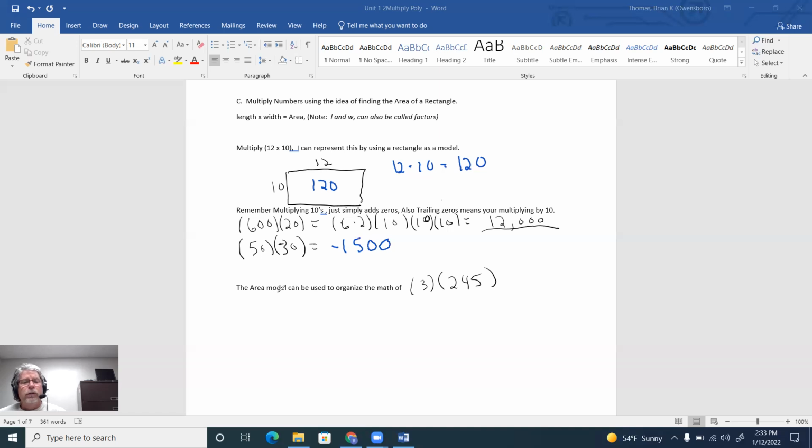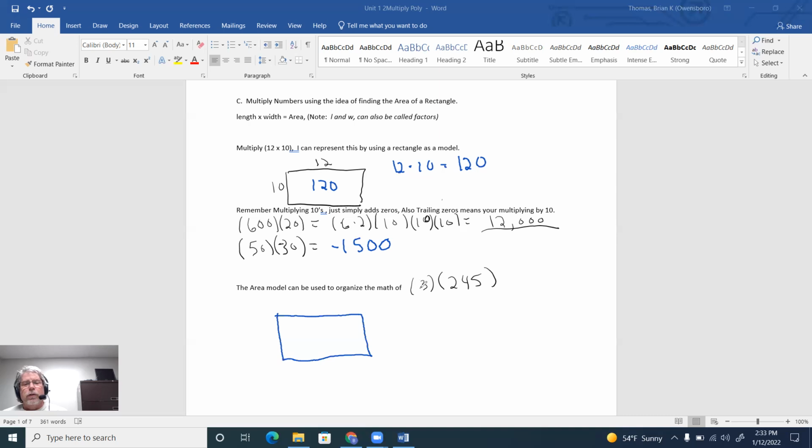This next example, notice how an area model can be used to organize math of this nature. 3 times 245. Like I said, if it was in the real world, I'd probably be using a calculator. But we're going to show you how to do a little bit of this math using some fun techniques. So again, I'm going to try to draw this rectangle here. So we're going to use this area model.